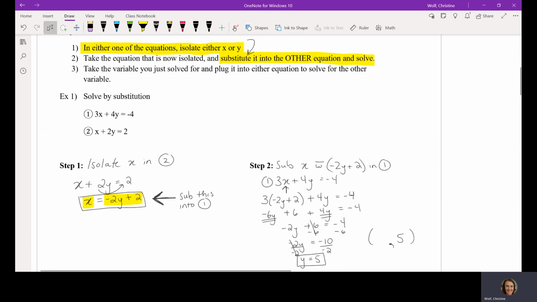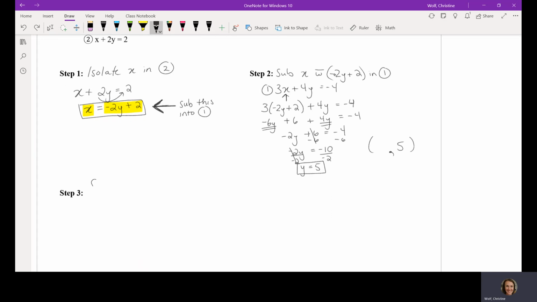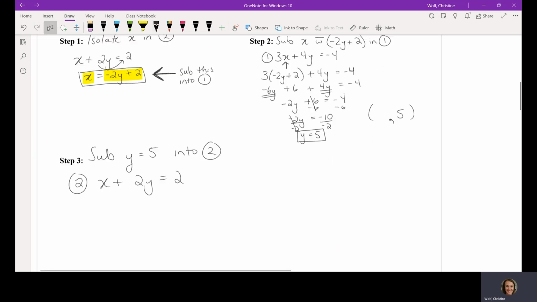And that's step 3. Step 3 said take the variable you just solved for, which was y, and plug it into either equation. So I'm going to take that y equals 5 and sub it in either there or there to solve for the other variable. I'm going to sub it into this one just because that equation looks a little bit simpler to me. So step 3 is sub y equals 5 into equation 2. Equation 2, of course, is x plus 2y equals 2. Now, instead of a y, I'm going to replace it with a 5.